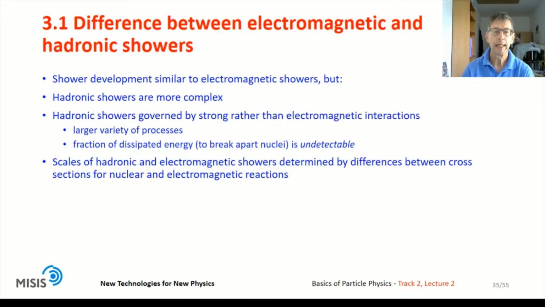The difference between electromagnetic and hadronic showers is that the shower development is very similar, but hadronic showers are much more complex. They're governed by the strong interactions. There's a much larger variety of processes, and there's a fraction of dissipated energy which is required to break up the nuclei that is undetectable. And the scales of the hadronic and electromagnetic showers are determined by the differences between the cross-sections for nuclear and electromagnetic interactions.